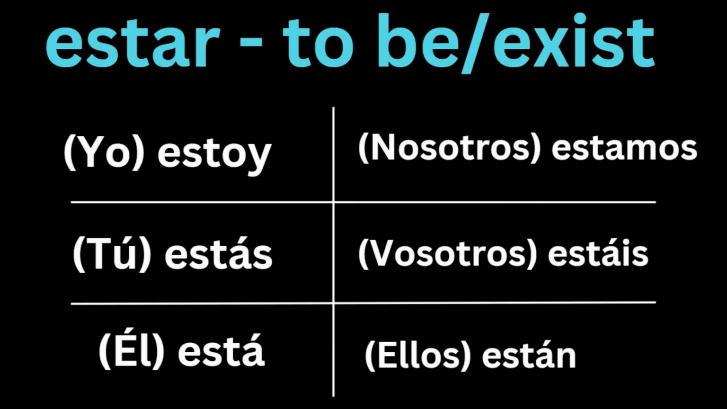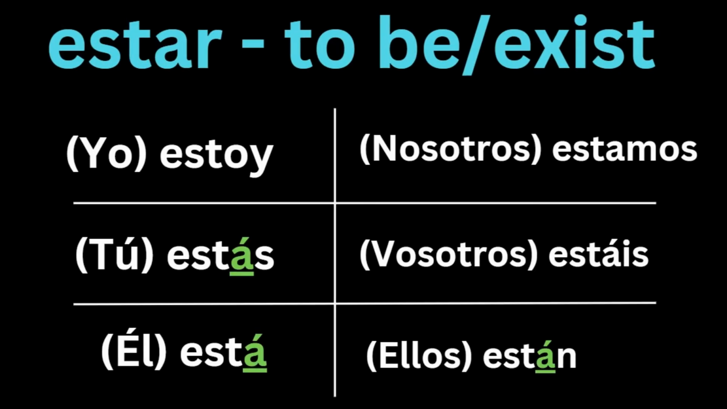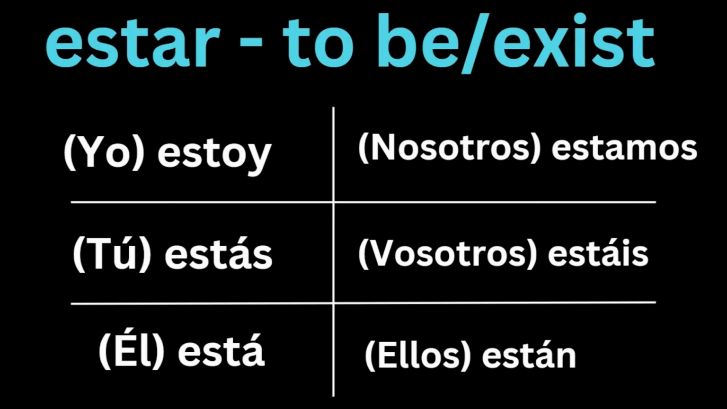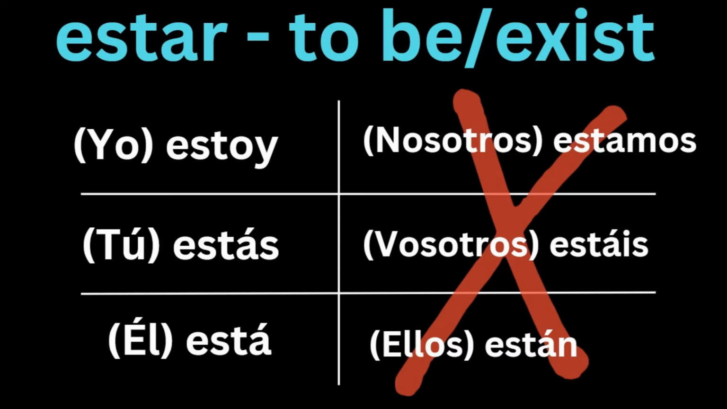Another important thing to note with estar is that the pronouns tú, él, and ellos all have accents on the a, and this is also done on purpose because if you were to remove the accents, you would have different words. These words, pronounced estas and esta, mean these and this feminine, but with the accents, they mean you are and he or she is. So it's really important to put accents on them and put the emphasis on the a. As always, try not focusing on these conjugations because they're not used as often as the other ones in conversation.